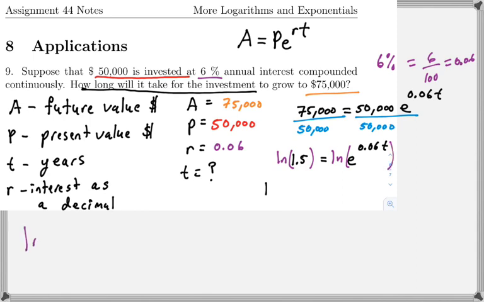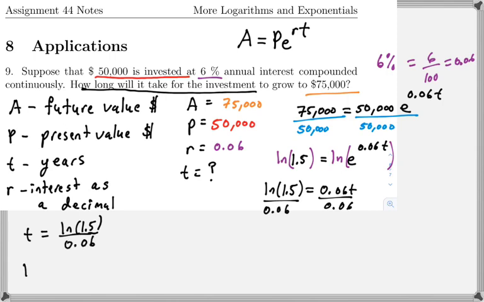and then recall the cancellation property or inverse property of natural log and e. So the natural log of e to the x is simply x. So we'll have the natural log of 1.5, and the e and the ln will undo each other, so we'll just be left with 0.06t. We're trying to solve for t, so divide both sides by 0.06. So t is going to be equal to the ln of 1.5 divided by 0.06, okay? And then we want a decimal approximation of this.